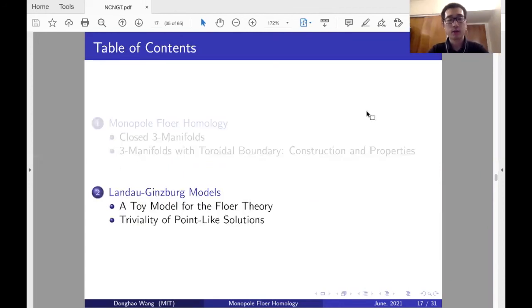This is the end of the first part. To summarize, our monopole Floer homology categorifies the Mrowka-Ozsváth-Yu torsion invariant, satisfies a pretty reasonable TQFT property, and there is a simple gluing result.